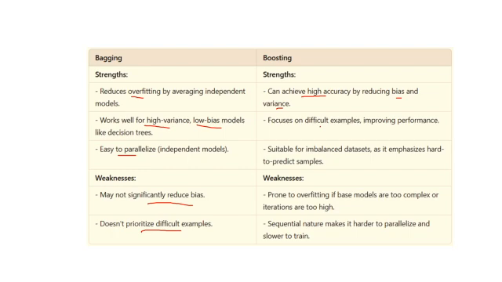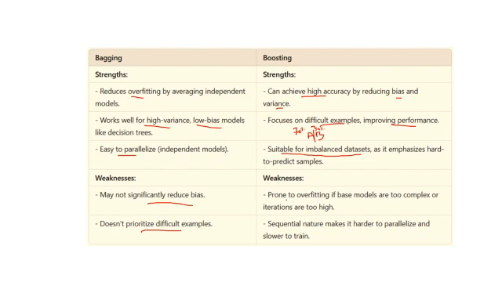It focuses on difficult examples, which improves the performance. And it is also suitable for imbalanced datasets. So what is an imbalanced dataset? Suppose you are given a classification dataset where there are two classes A and B. Now, in your dataset, say 70% of the data is of class A and 30% of the data is of class B, then it is said to be an imbalanced dataset, because ideally both the class representations should be equal. But rarely in real life datasets do we have that.